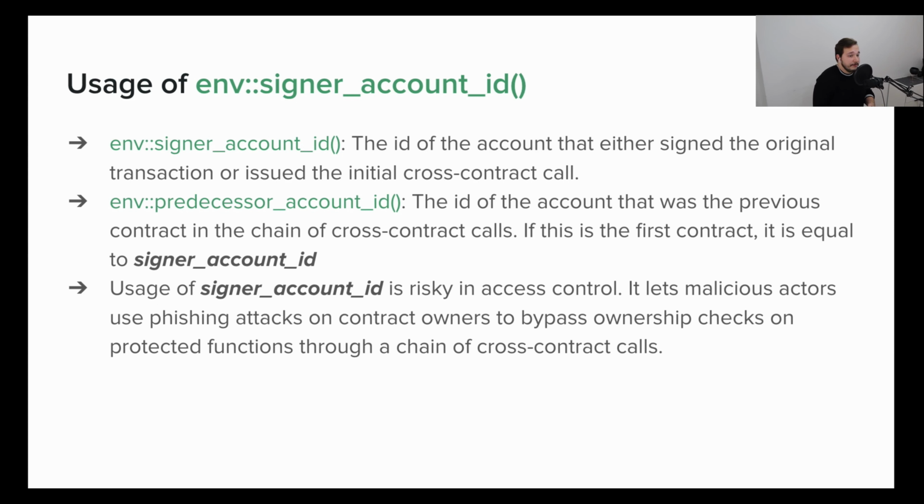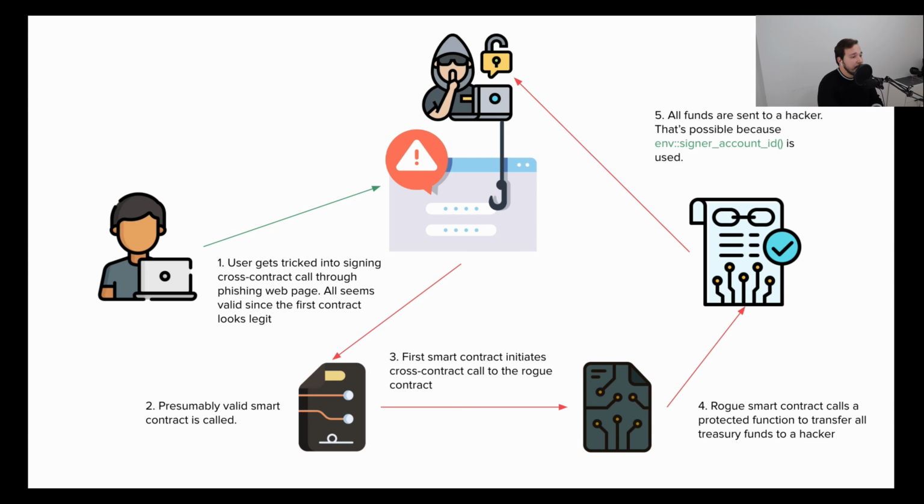And because of this, we shouldn't be using signer account ID in access control, especially on super risky functions. Just imagine we have some malicious actor with a phishing web page, and the user is a super important admin or owner of a super important contract, like a DeFi protocol with a huge treasury, and they use signer account ID on treasury transfers, let's say. In this scenario, since they're using signer account ID, that user can be tricked into sending all of the treasury money from the DeFi protocol's contract to malicious actors.